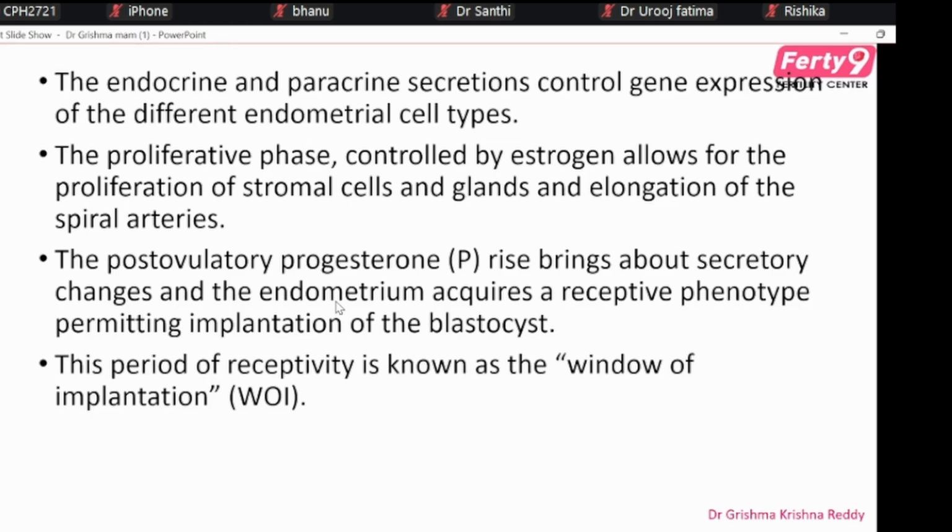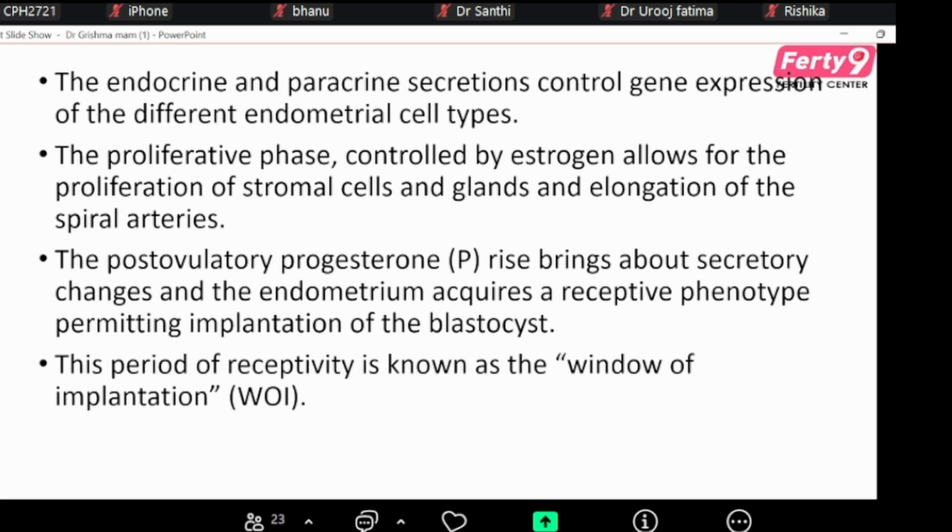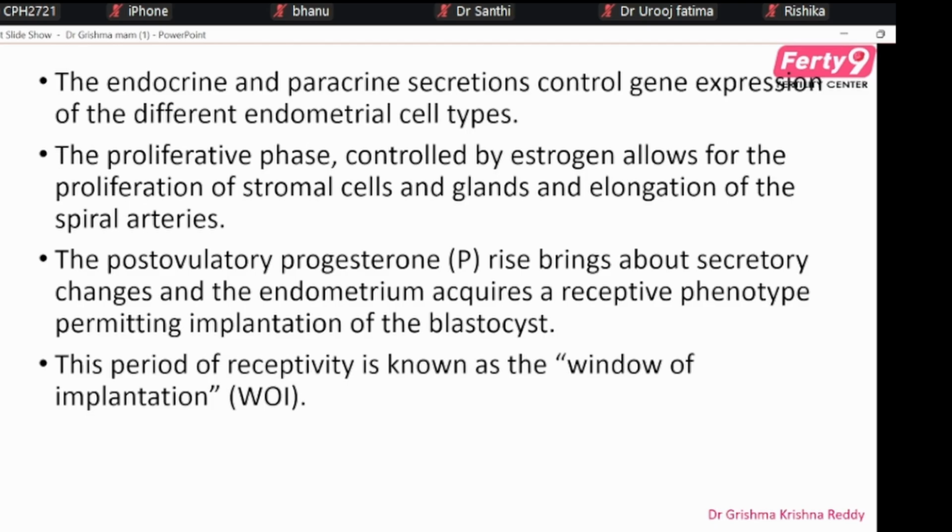So there will be many secretions, like autocrine, endocrine, and paracrine secretions, which control the gene expression of the different endometrial cell types. Two hormones play an important role: estrogen and progesterone. The proliferative phase, which is controlled by estrogen, allows for the proliferation of cells and glands, as well as the elongation of arteries. Whereas the post-ovulatory progesterone rise brings about secretory changes, and the endometrium acquires a receptive phenotype permitting implantation. This period of receptivity is known as the window of implantation.